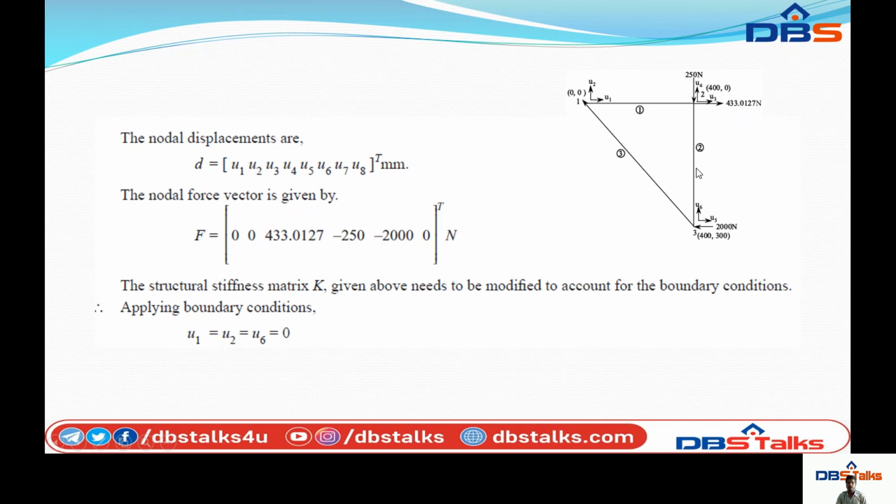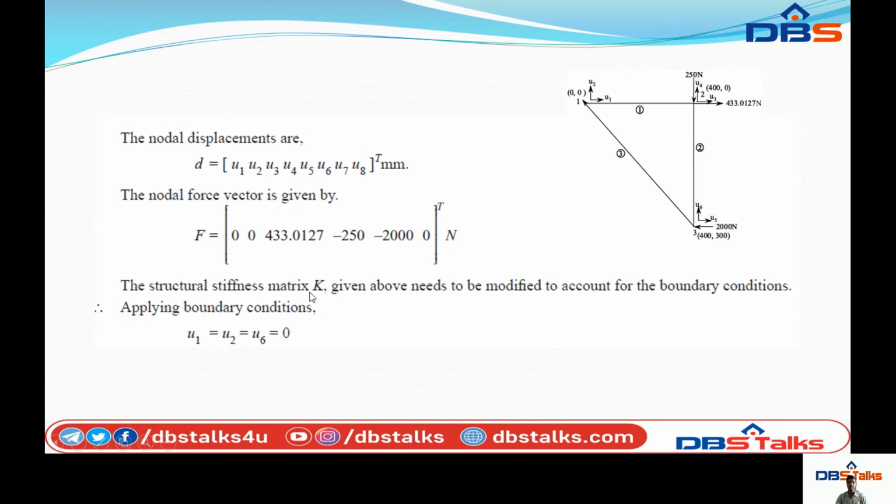After that, at U5 and U6. At U5 it is acting in the horizontal direction, but in the negative direction. The direction would be to the right side, but it acts to the left side. So I am taking it as minus 2000. And at U6 there is no force acting on element 3, so it is 0. F transpose equals U1, U2 zeros, U3 433.0127, U4 minus 250, U5 minus 2000, U6 is 0.